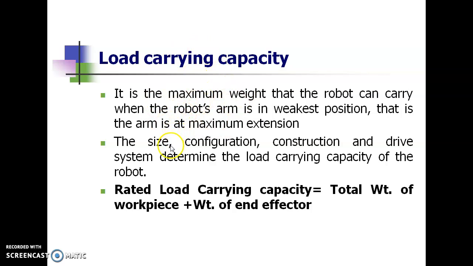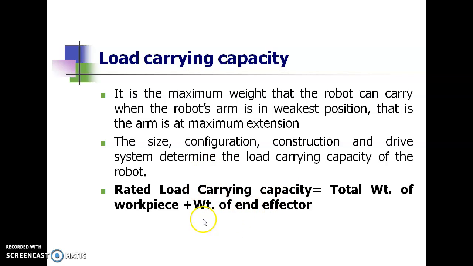So here the size, configuration, construction and drive system determine the load carrying capacity of the robot. All these things are going to determine it. When you are considering the rated load carrying capacity, we have to consider the total weight of the workpiece plus the weight of the end effector. If the weight of the workpiece is 6 kg and the weight of the end effector is 1 kg, then the rated load carrying capacity is 7 kg. So we have to consider the weight of the end effector also in the load carrying capacity.